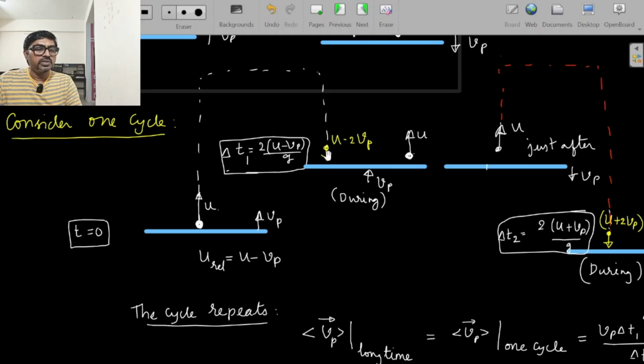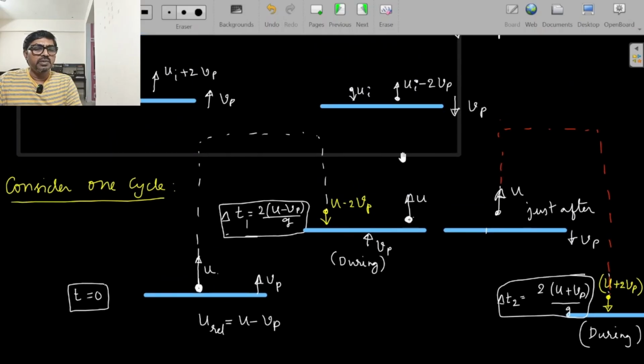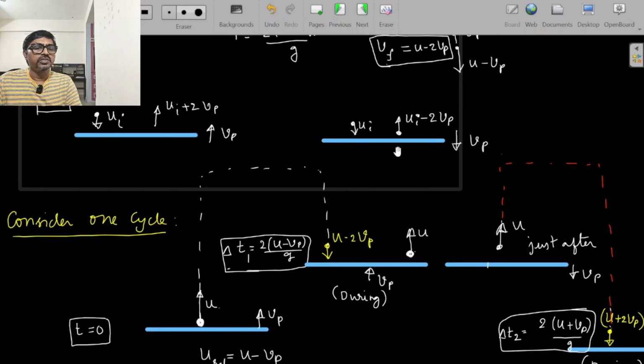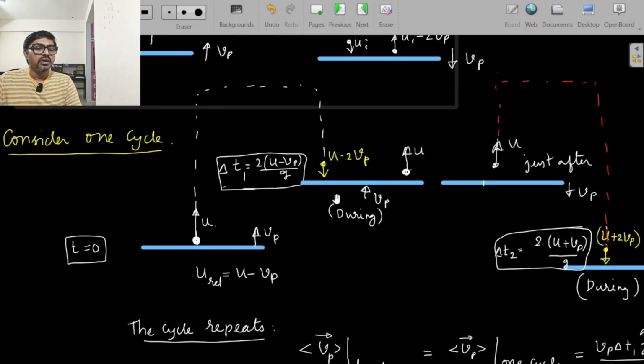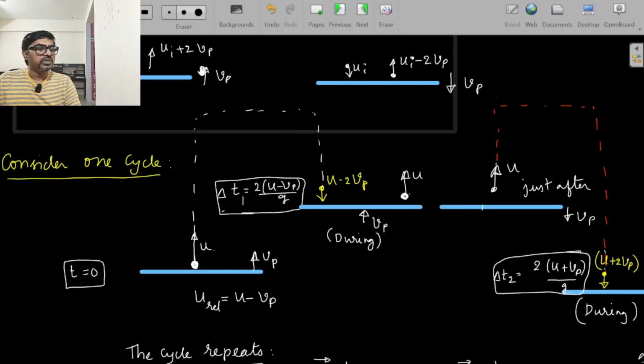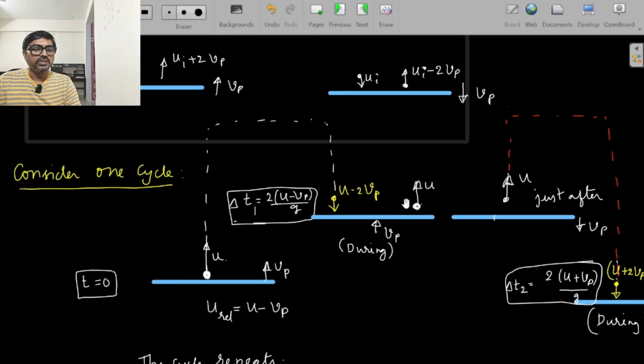And by the time it comes down, it will have u minus 2 Vp, same idea. I am going to use this result, u minus 2 Vp, it is going to come down. Now the plank is going up with velocity Vp. So after the collision, u minus 2 Vp plus 2 Vp will be added. I am using this result: whatever is the initial velocity before collision, the same velocity will be reversed and 2 Vp will be added here. So u minus 2 Vp plus 2 Vp will become u, that will be the velocity after collision.